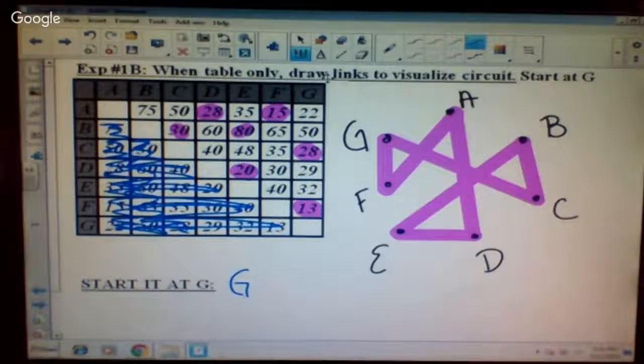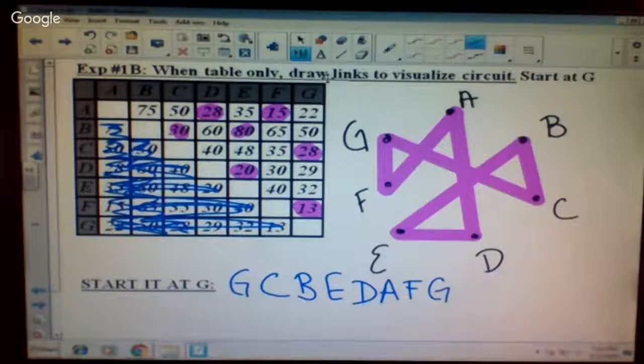C or F, it doesn't matter. So let's go C, G to C. Where does C lead me to? B, B, E, E, D, D, A, F, G, C. Oh, you started at G, you're fine.